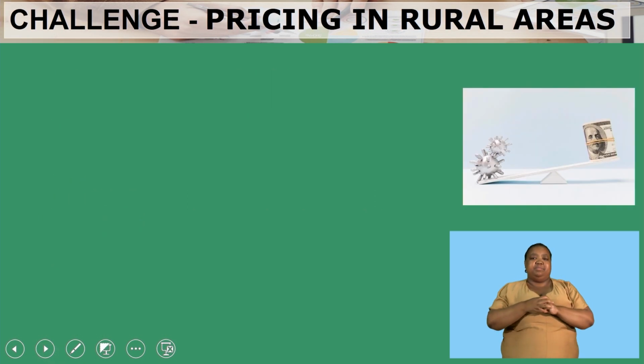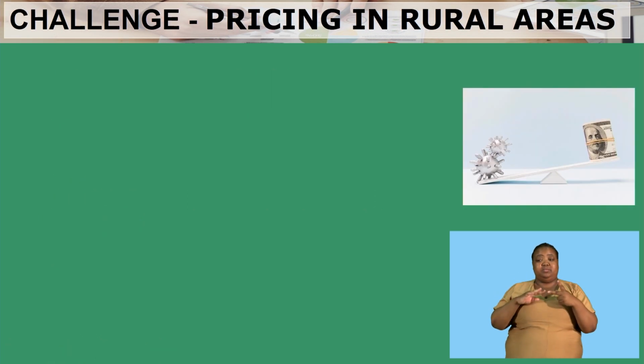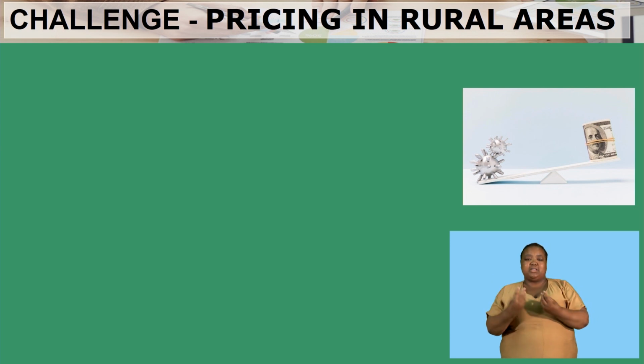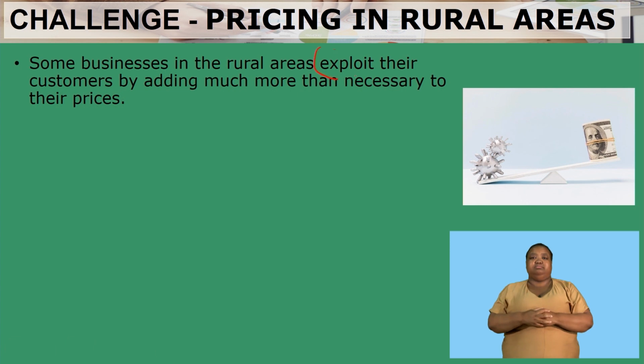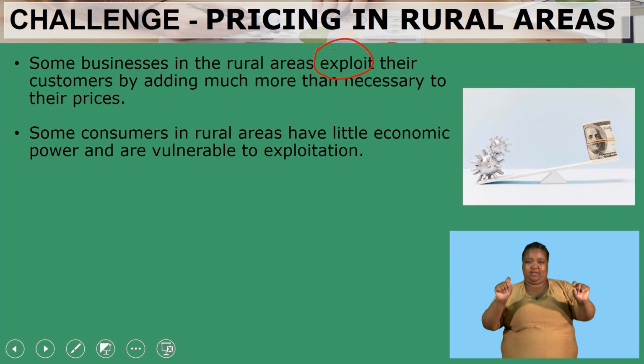Right, then we go to the second part, which is pricing in the rural areas. Remember, take note, pricing in the rural areas. Right, so some businesses in the rural areas exploit their customers by adding much more than necessary to their prices. So we are exploiting them because we understand that they are vulnerable, they don't really have money, or they stay far away from the businesses. So what we do, we are exploiting them. How do we do that? Right, like by charging unfair prices.